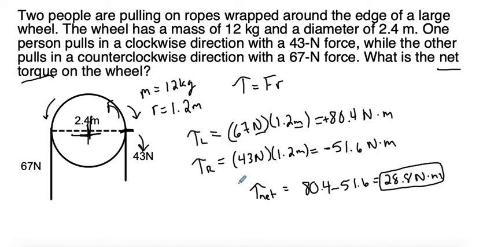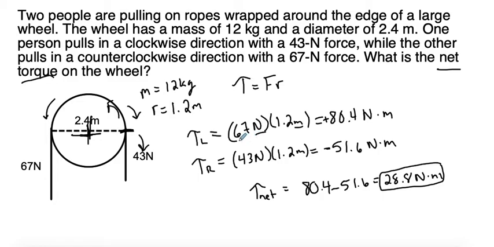So we can think about how this is going to work. We have the person pulling on the left with 67 newtons, the person pulling on the right with 43 newtons. Obviously, we know the pulley is going to rotate that way, or the person pulling with more force will win, right? But now we turn it into a torque unit, so the person on the left will generate more torque than the person on the right, and the net torque on that wheel will be 28.8 Newton meters. So it's going to be going counterclockwise with a torque of 28.8 Newton meters.